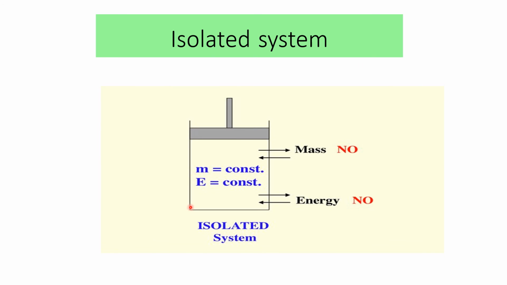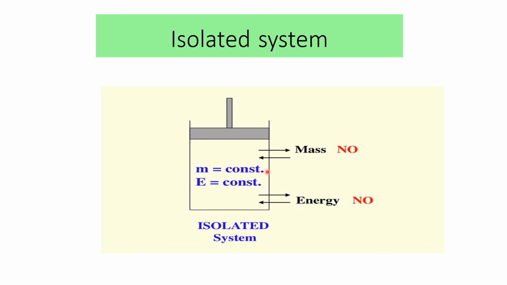Last one we will study is the isolated system. In this isolated system, both mass and energy will not cross the boundary of the system. Here mass is constant, energy is also constant. We can consider the whole universe as an isolated system, because here no mass and no energy is crossing the boundary of the system.